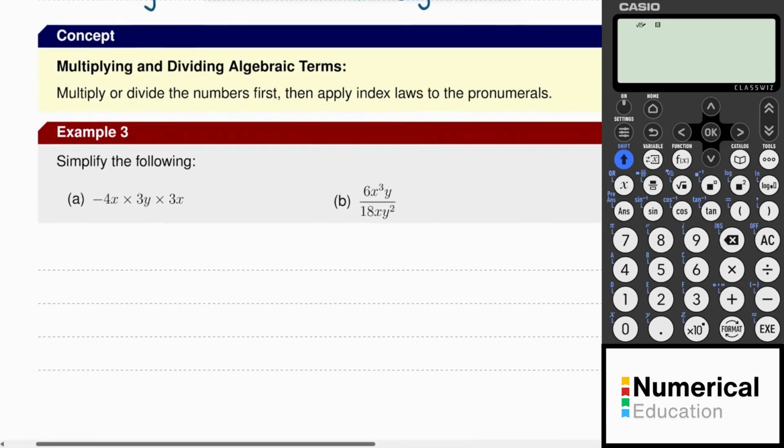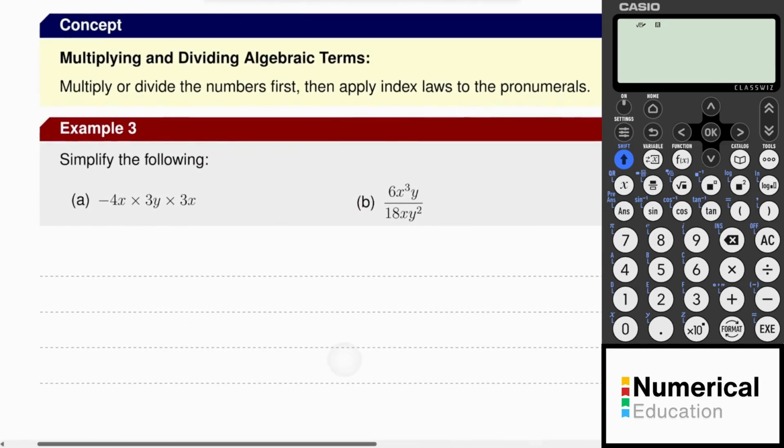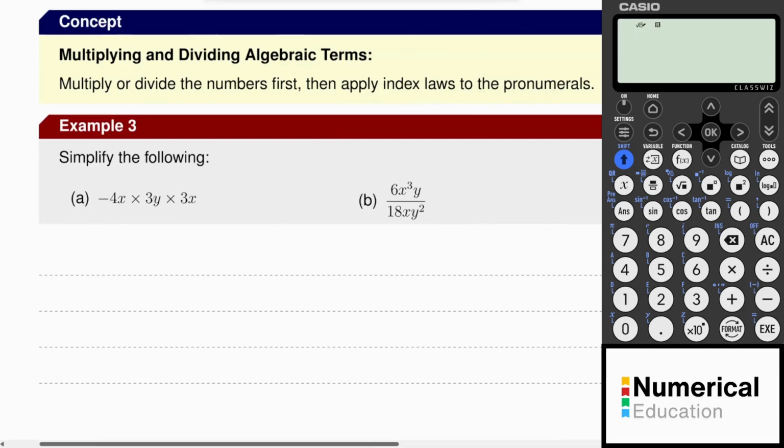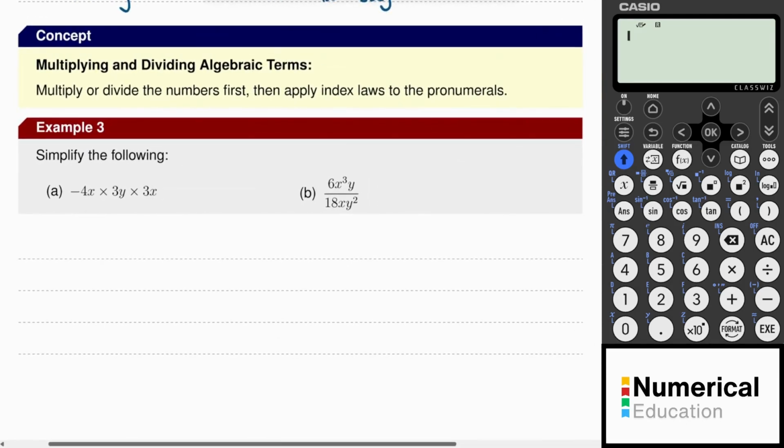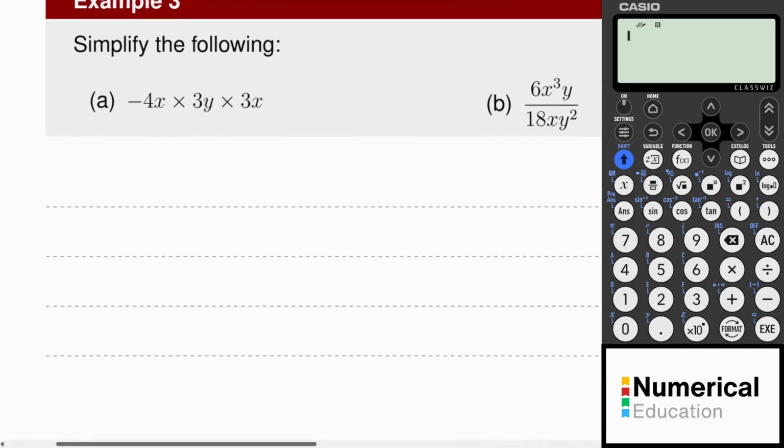Now the next one over here, we're going to multiply and divide terms. Let me just zoom out so you can see that a bit easier. You don't have to worry too much about your like terms, right? You just multiply the numbers first or divide the numbers first, and then you apply the index laws to the pronumerals. So let's zoom in for 3a. All right, so let's rewrite the question. For part A, we've got a negative 4x times 3y times 3x.